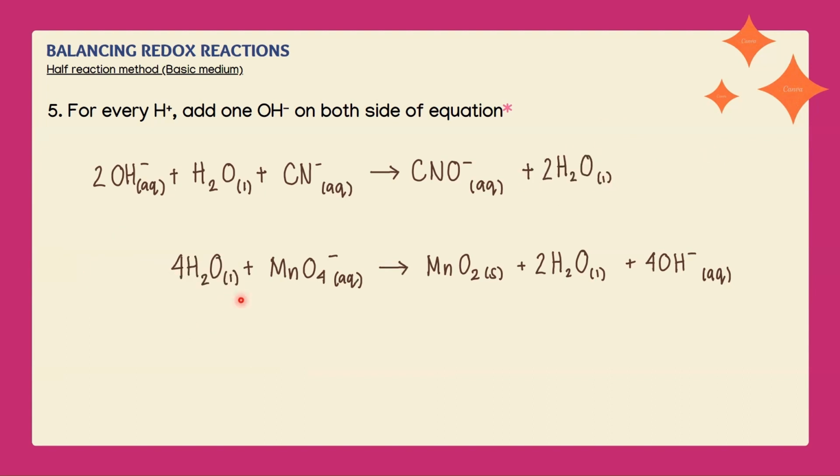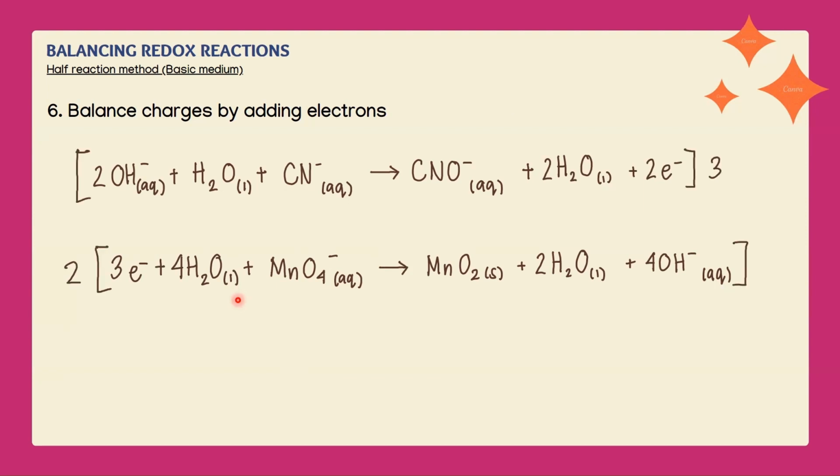And thus, this becomes water. Now, we will just repeat the process of balancing the charges by adding electrons. You may pause the video and try to analyze on your own how we arrive at this number and placement of electrons. Then, we need to make the number of electrons equal for both half reactions.